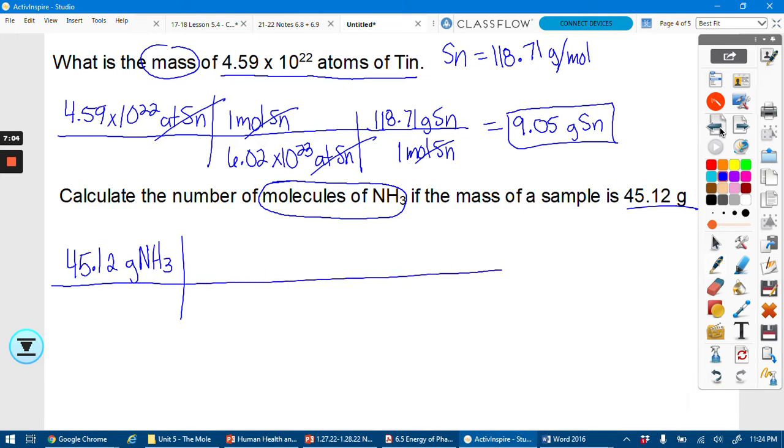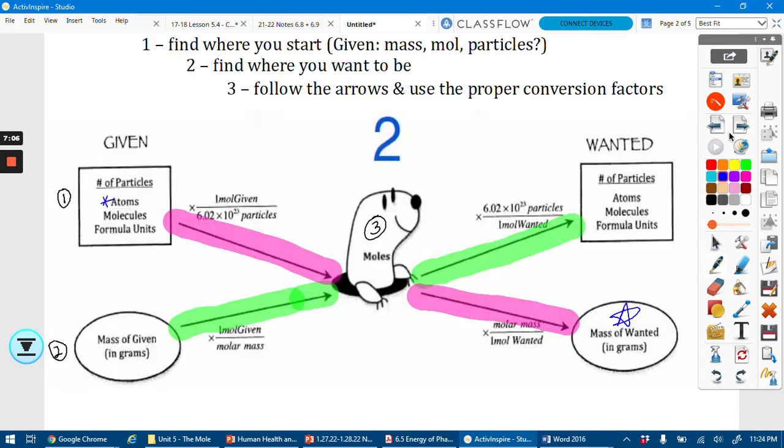So I'm going to look back at the mole map. On this problem, we are given grams and we want molecules. So I'm going to start down here at mass given, since I have G for grams on my number, and I want to go to molecules. So I'm going to end up here on the top right. First conversion factor is 1 mole over the molar mass.